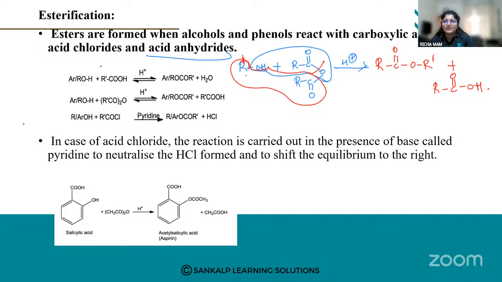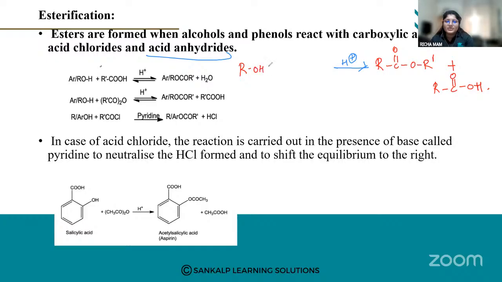Understood? Is it clear? So let me write it once again. R'OH plus R''C=O... So I can take this R' and this I can take an R''. So how does the reaction take place? So what am I going to get? The first combination will be your acid, and this is your ester.